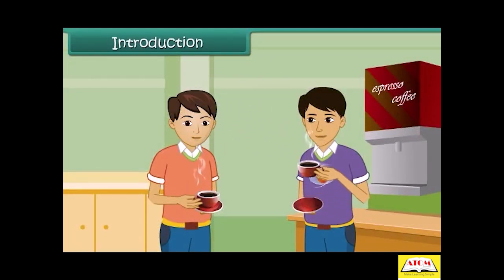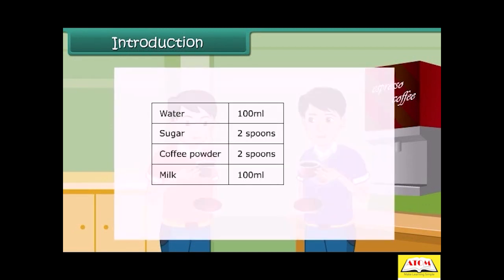Michael prepares coffee for himself and his friend. He uses 100 milliliters of water, 2 spoons of sugar, 2 spoons of coffee powder and 100 milliliters of milk. How much quantity of each item will he need if he has to make coffee for 10 people? If each ingredient is multiplied by 5, then he can prepare coffee for 10 people.